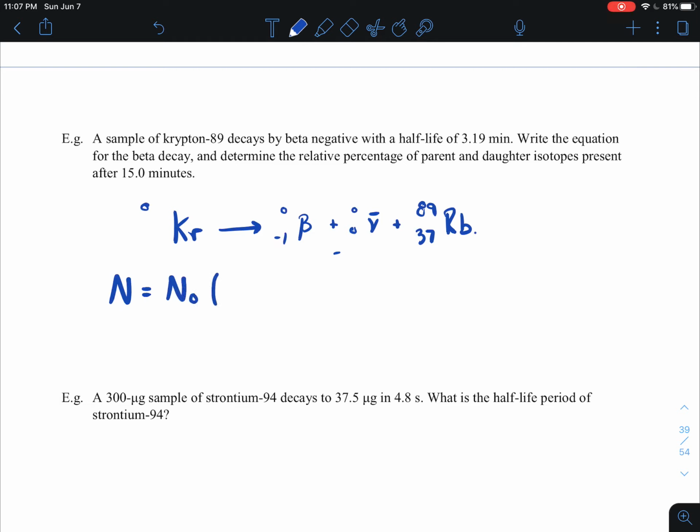starting amount, 0.5 or a half to the power of n, where n is the number of half-lives that have passed. So if you want to solve for that, we're going to start off with saying, well, 15 minutes is the time that has passed, and our half-life, for each time we'll cut in half, is 3.19 minutes. So we end up getting 15 divided by 3.19, 4.702 half-lives have passed. So this thing had a chance, Krypton-89, to cut itself in half almost 5 times.